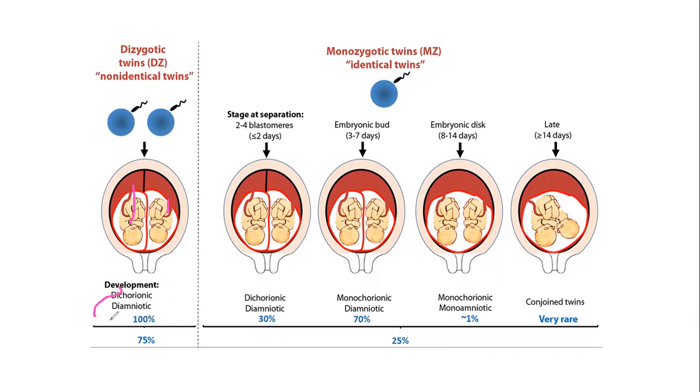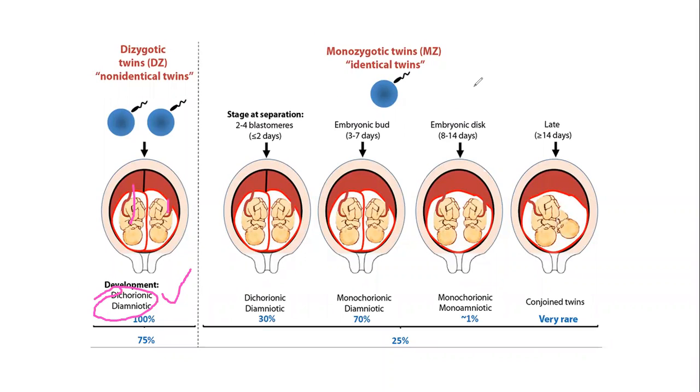As you can see on the left side, they have different placentas and are in different sacs. So we should know that dizygotic twins are dichorionic and diamniotic. They have different sacs and different placentas. Whereas if you see on the right side, monozygotic twins are the ones we are going to study now in this video.